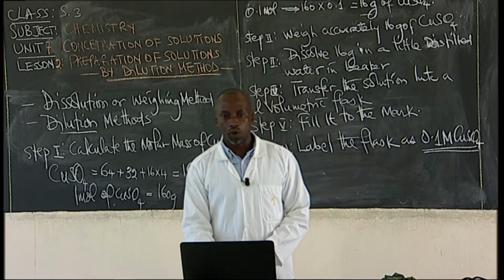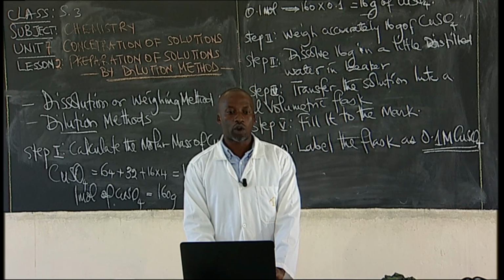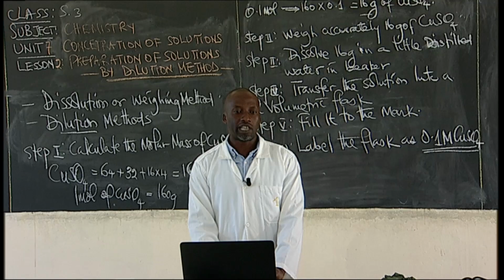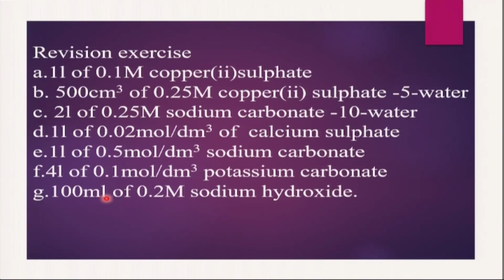Now, for example, I will not be able to look at all of them. I will just pick the last one, which is 100 milliliters. 1 milliliter is equal to 1 cubic centimeter, take note of that, of 0.2 molar sodium hydroxide. The first step is to calculate the molar mass of the sodium hydroxide.